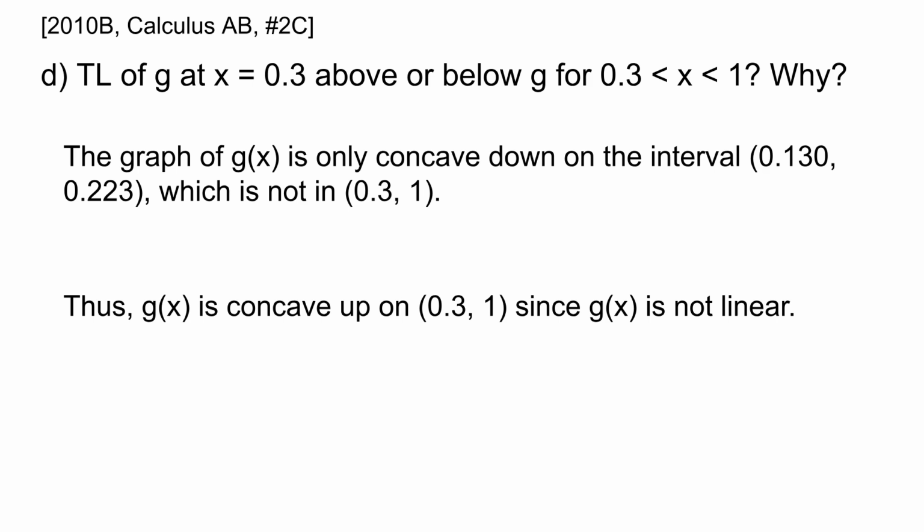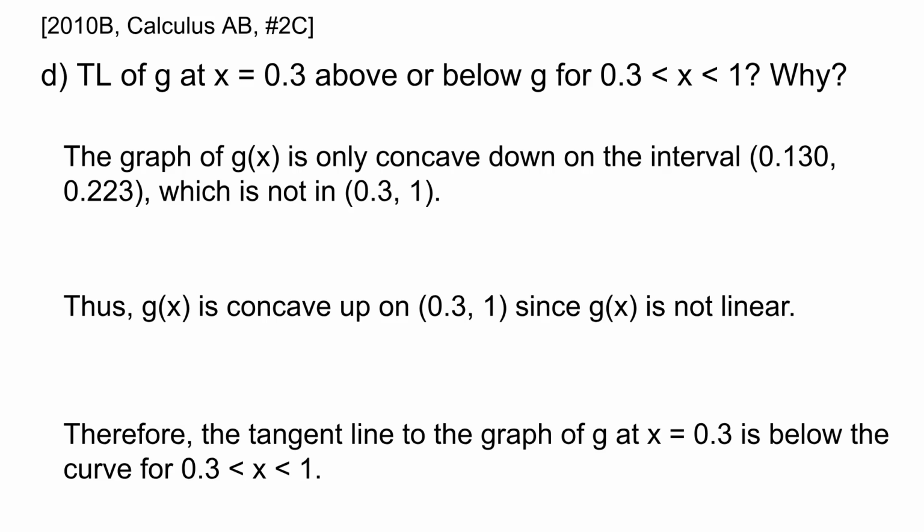Now, because g of x is not a linear function, g of x will be concave up on the interval from 0.3 to 1. So because g of x is concave up on the desired interval, we know that the tangent line to the graph of g at x equals 0.3 will be below the curve on that interval from 0.3 to 1.